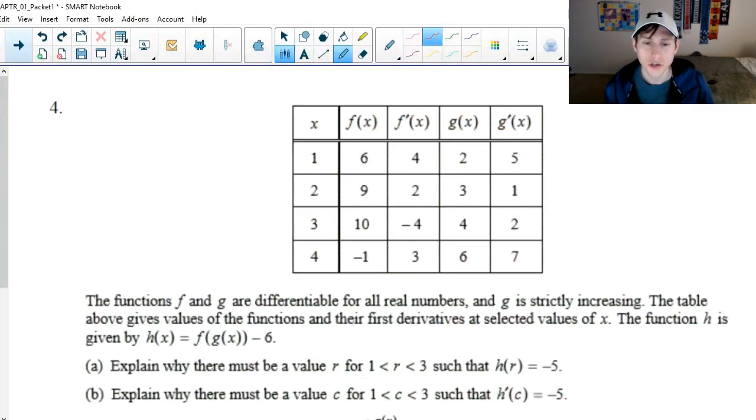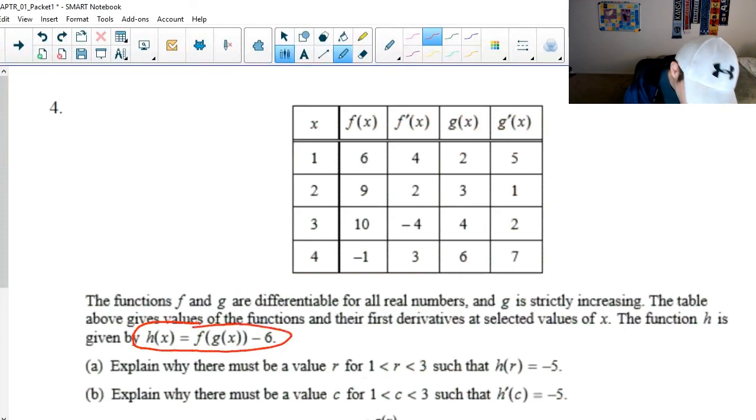The functions f and g are differentiable for all real numbers, and g is strictly increasing. The table above gives values of the functions and their first derivatives at selected values of x. The function h is given by h of x is f of g of x minus 6. Okay, I feel like that'll be really important. Anytime it defines a function for you, you're going to need to use that.